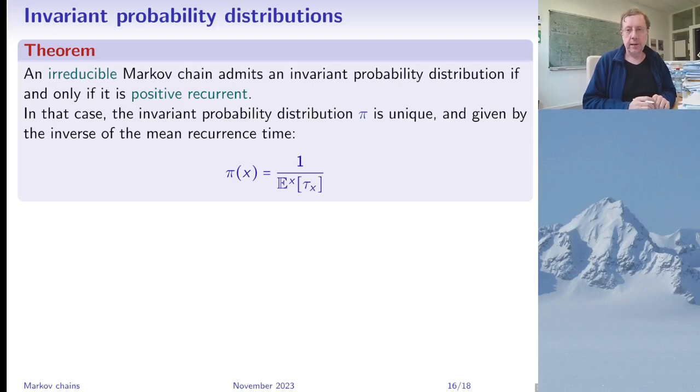Invariant probability distribution means a probability distribution on my set of states, which remains the same after one or many iterations. And if that is the case, the invariant probability distribution is unique and it is related to the mean recurrence time. The invariant probability of a state is inversely proportional to the recurrence time. If the recurrence time is small, meaning I return to that state after a short time, then the invariant probability of that state will be large, and if the recurrence time is large, then the probability will be small. Let me just give a proof idea of this important result.